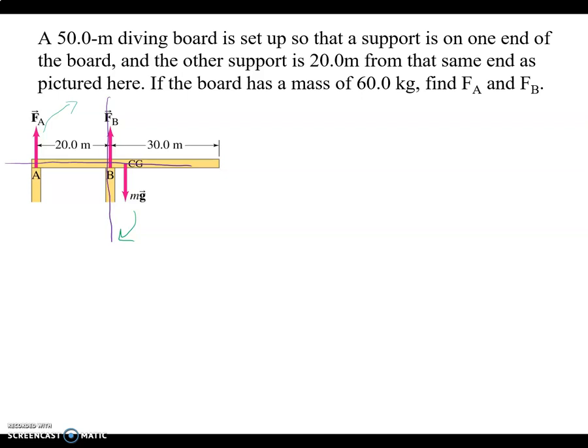Each of these forces is going to exert a negative torque. So I could just flip FA around and then everything would be good. But I'm going to hold off on that. Let me show you why.